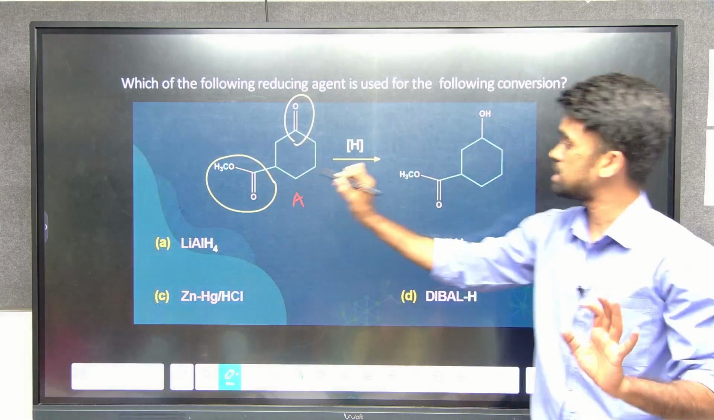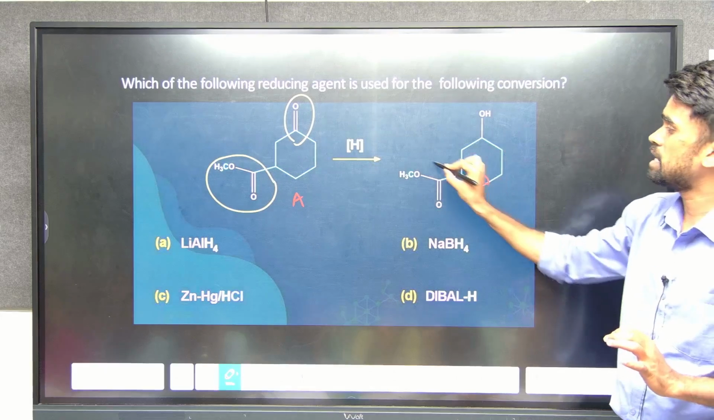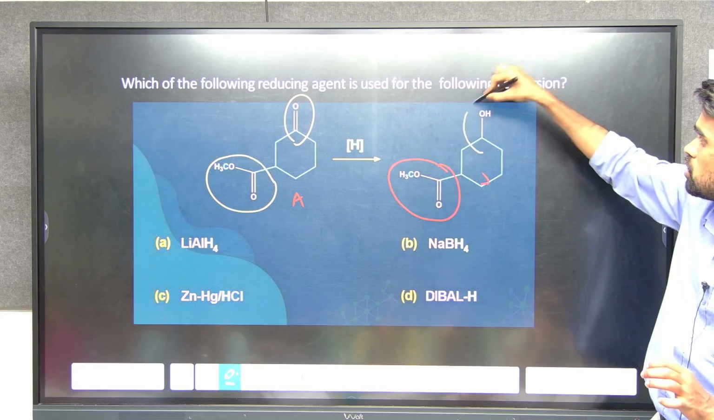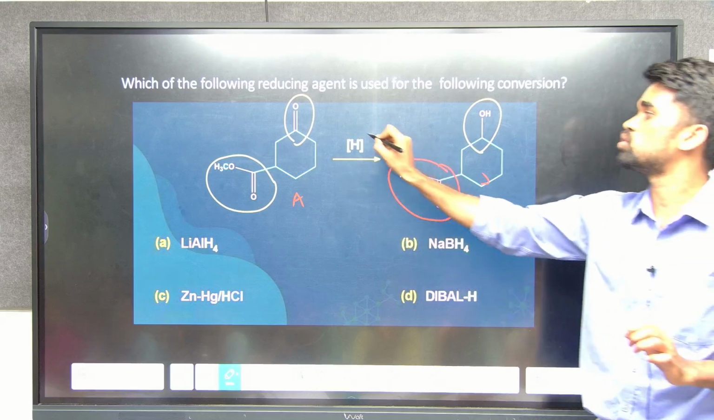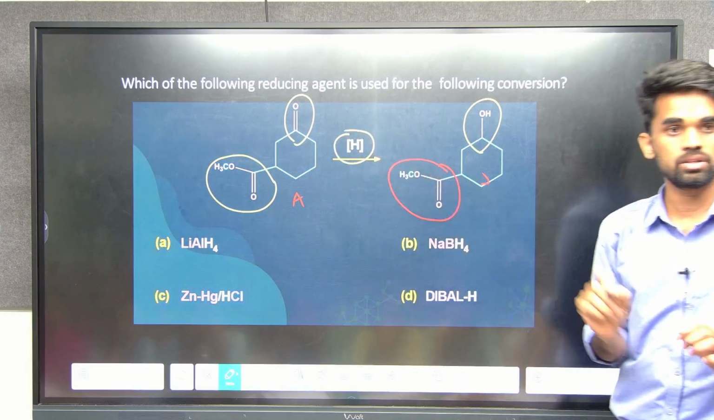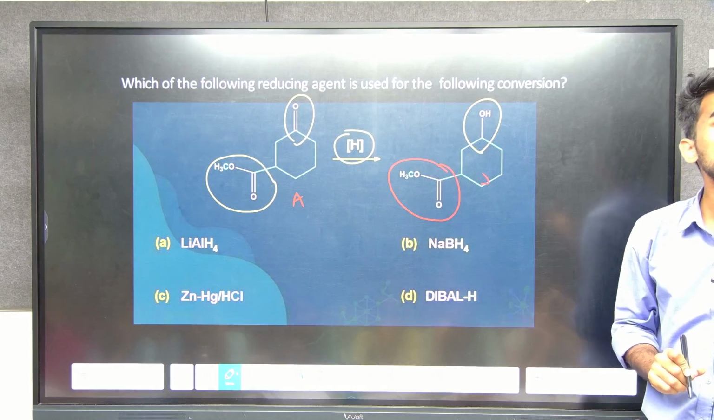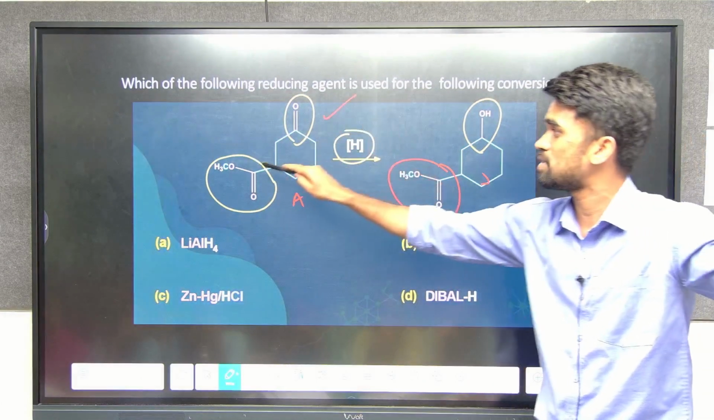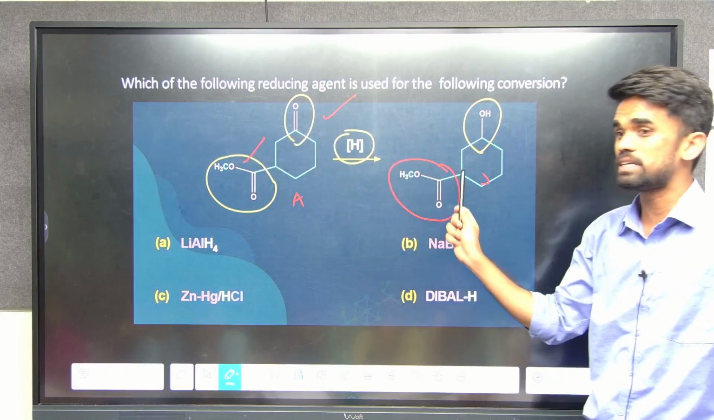Now, if you see the product, the ester remained undisturbed, but the ketone converted into alcohol. So now what is a suitable reducing agent I can use? If I use lithium aluminium hydride, what happens? It will reduce both ketones as well as esters. Both will be converted into alcohol.